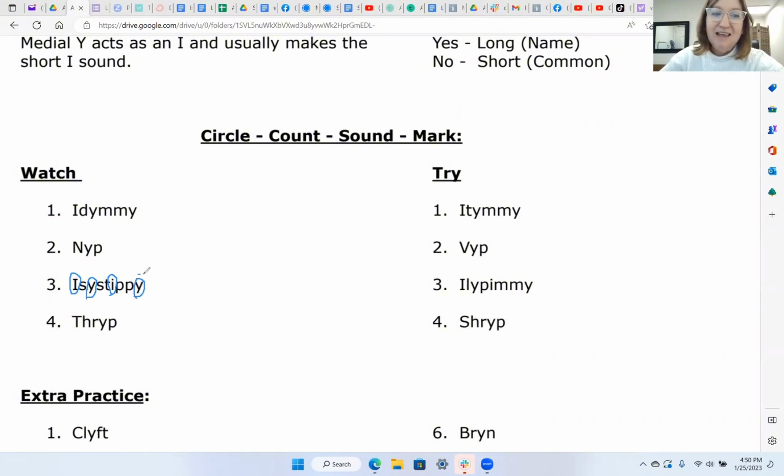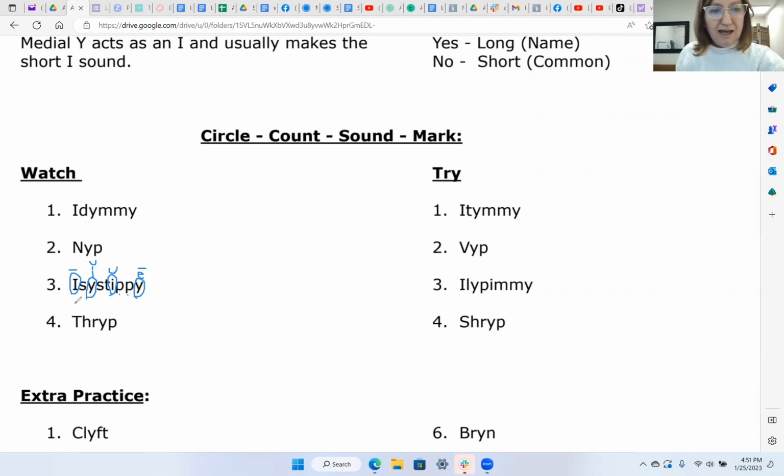So here is all of the vowels in this word. I know that Y at the end of a longer word is usually going to make the long E sound. And then I'll start at the beginning and tap 2. Here's a vowel, I'm going to tap 2. 1, 2. Yes, there's a vowel. Yes, it says its name. Here's a vowel. 1, 2. No, there's not another vowel. No, it's not going to say its name, and it acts like an I. Here's another vowel. 1, 2. No, there's not another vowel. No, it's not going to say its name. It's going to say its regular short sound, it.